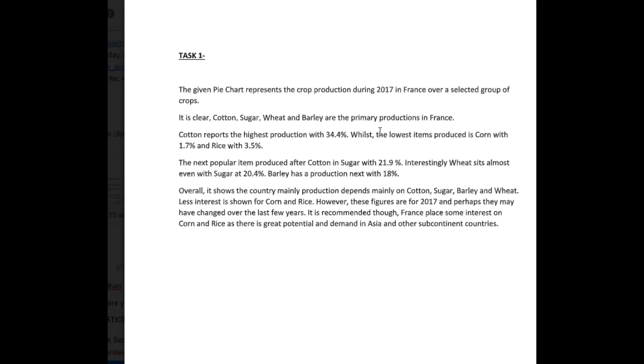The given pie chart represents the crop production during 2017 in France over a selected group of crops. Okay, I don't know if "over" is accurate here. I would have selected a different word for "a selected group of crops." It is clear, you don't need a comma here. It is clear. Cotton, sugar, wheat, and barley are the primary productions in France. Okay. Cotton reports the highest percentage with 34.4.